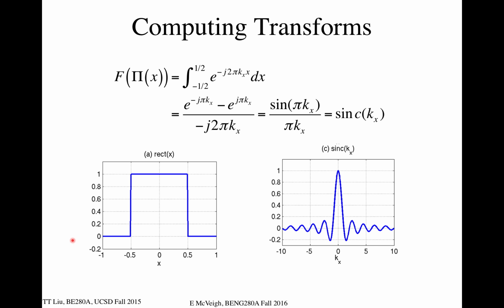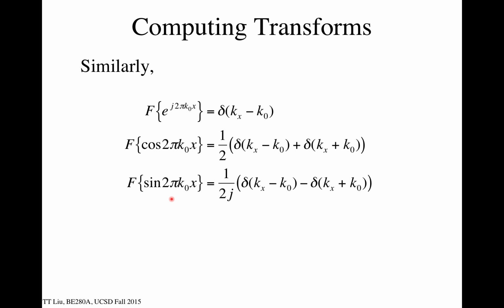So again, here's our rect function. It's 0 all the way up to minus a half, 1, plus a half. Plug this thing into the Fourier formula, and as we just looked at, we get this function for the integral, for this finite integral, and it's equal to sine pi kx over pi kx, which is the sinc function. So these are Fourier pairs. And we'll take a look at why the Fourier transform of this thing looks a lot like that.